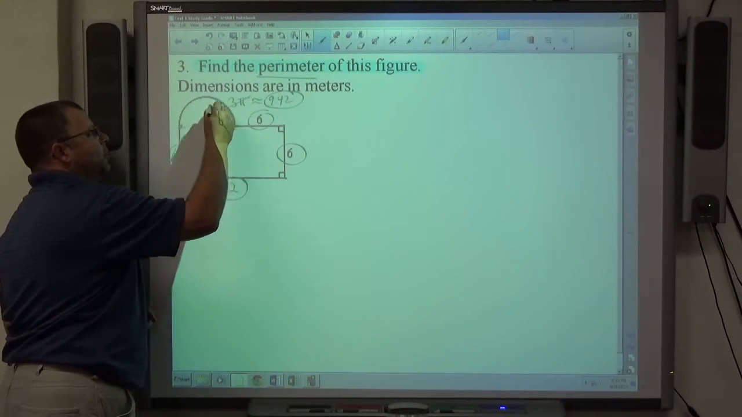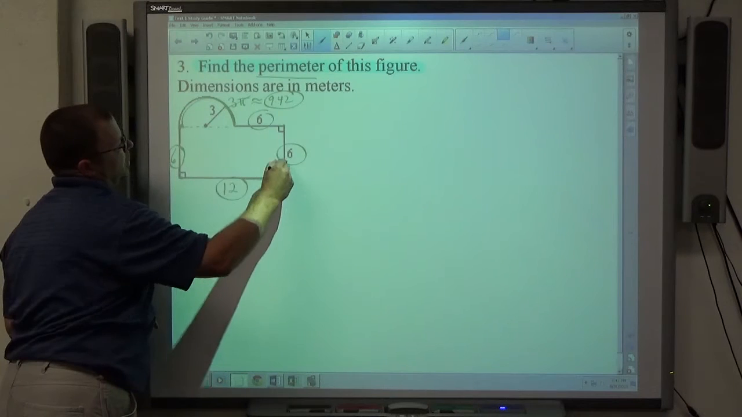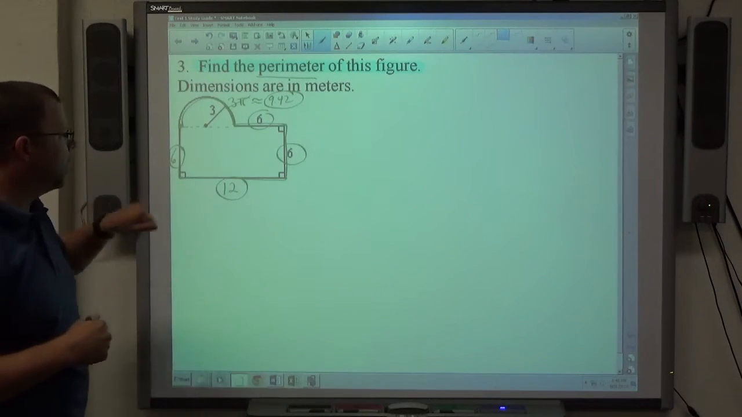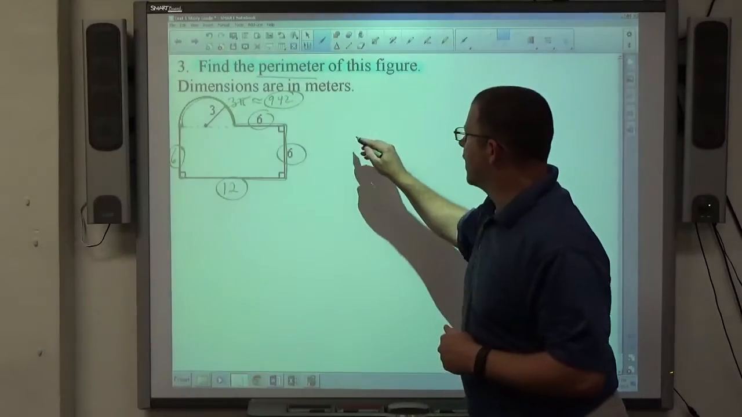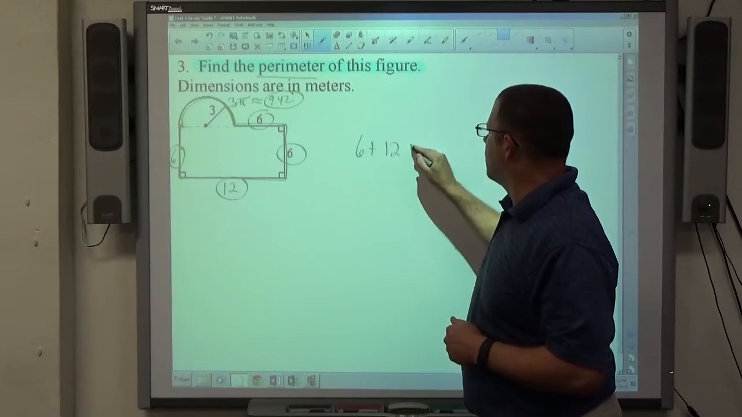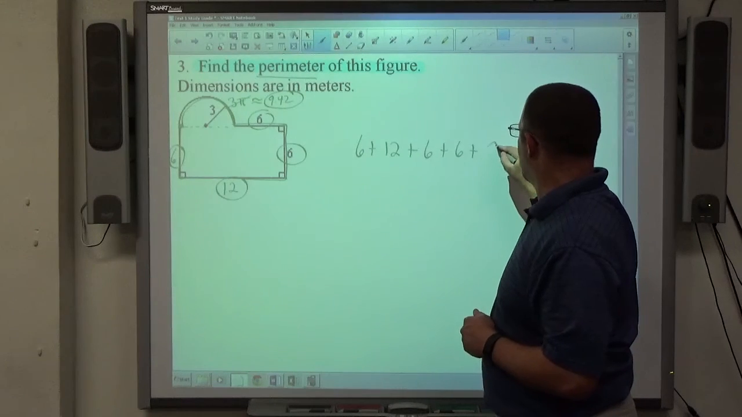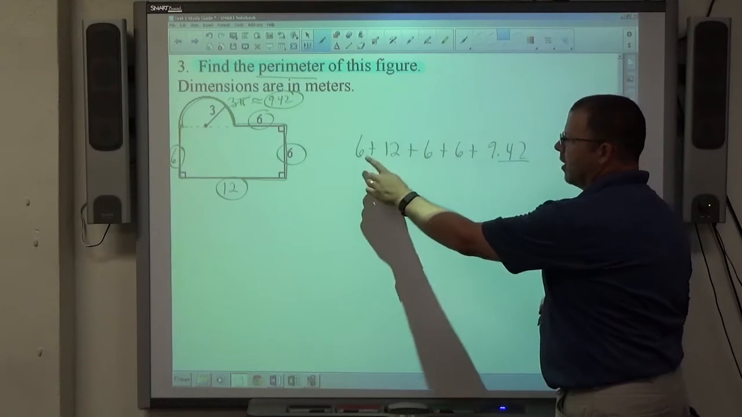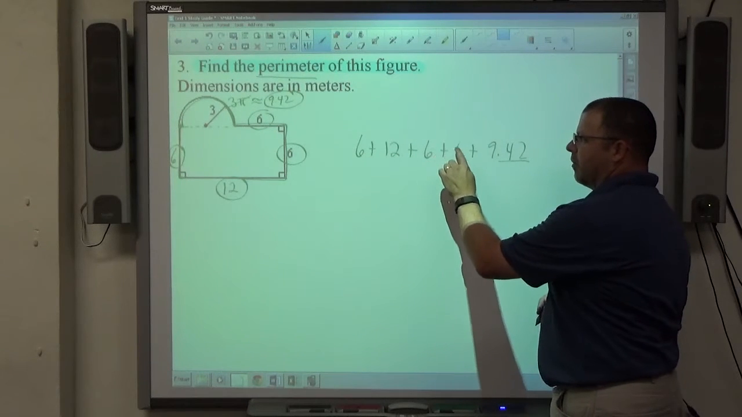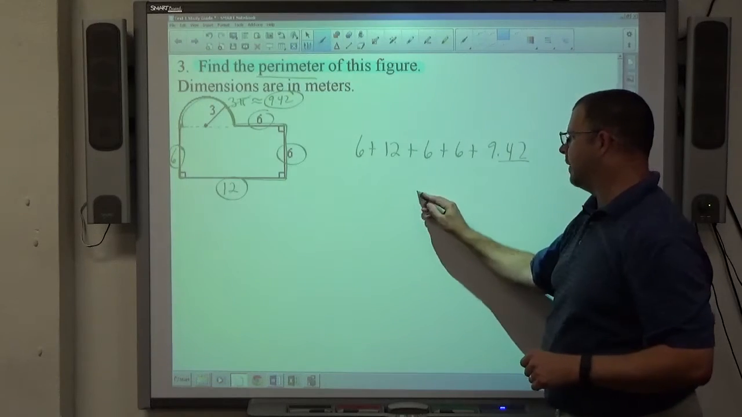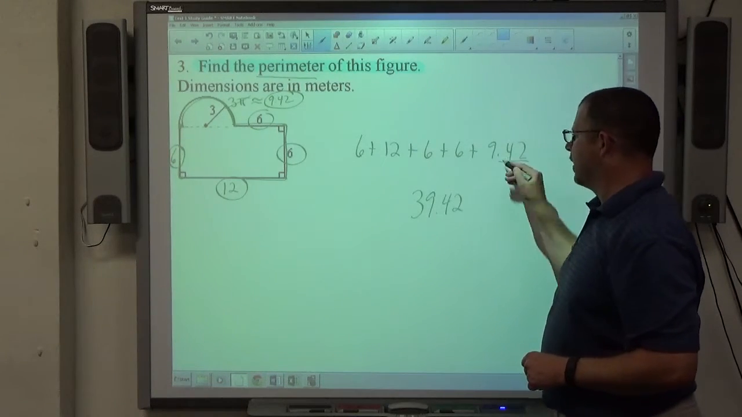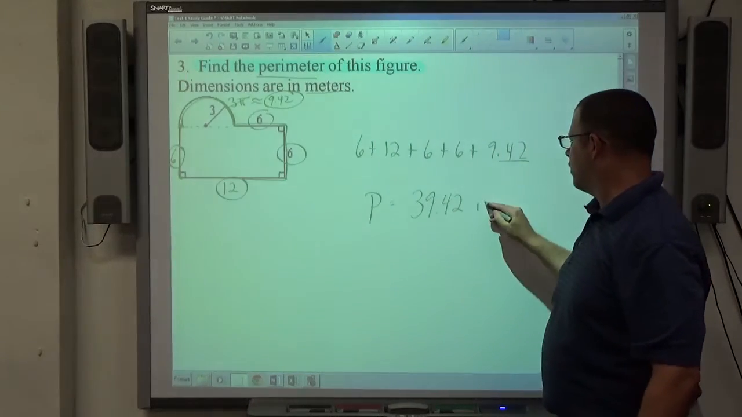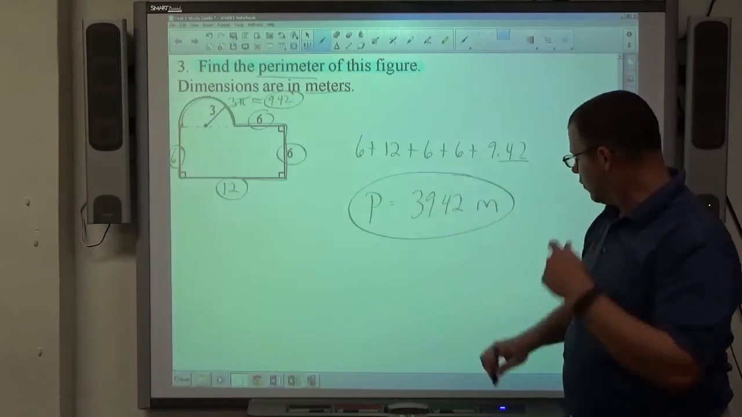So if you take a look, this piece plus this piece plus this piece plus this piece plus this piece spans the entire figure. So we just have to add up those 5 pieces to get the perimeter of this thing. So you get 6 plus 12 plus 6 plus 6 plus 9.42. The only decimal is this one, so if you focus on the whole number pieces, 18 plus 6 is 24, plus 6 is 30, plus 9 is 39. 0.42 is the only decimal part. And dimensions are in meters. Perimeter is always in just units, so it'll just be 39.42 meters for the answer to that one.